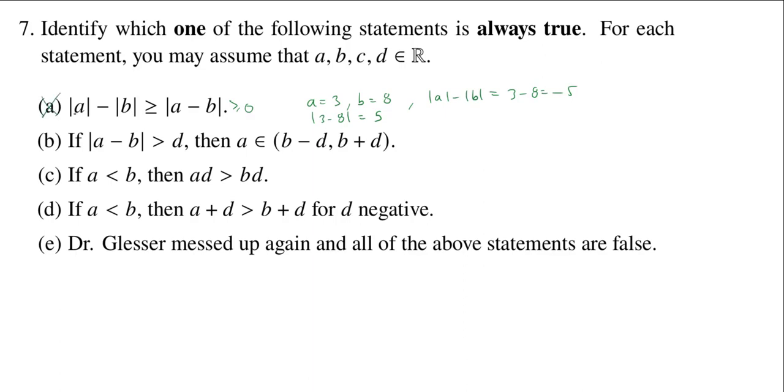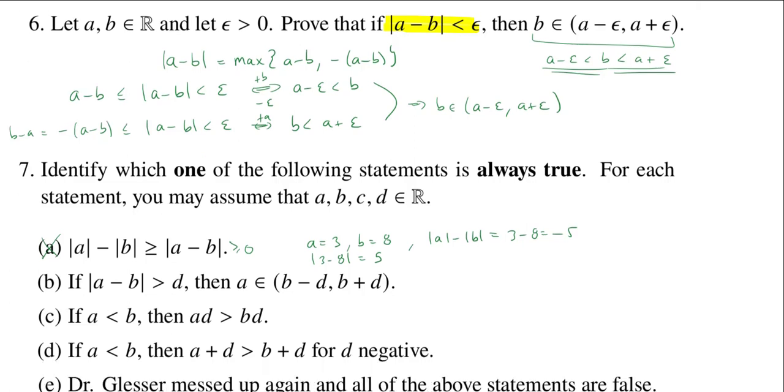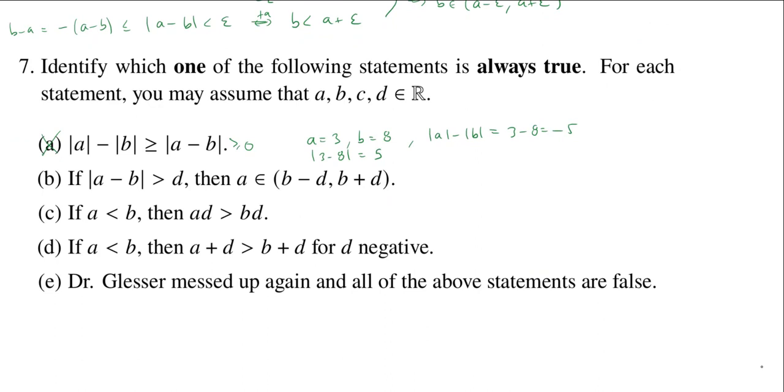Okay, the next one. If A and B are more than D apart, then A is in the B coin of radius D. Ooh, well, this looks a lot like the previous problem, number 6, except something is backward, right? This one is saying the distance between A and B is greater than D, whereas before the distance between A and B was less than epsilon. So yeah, I don't think this one's going to work out. But let's make an example.